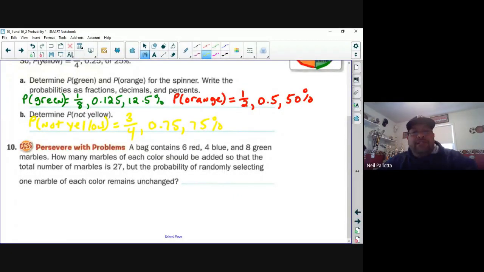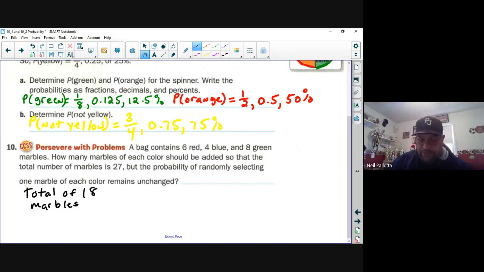Continue down here with problem number 10. A bag contains 6 red, 4 blue, and 8 green marbles. How many marbles of each color should be added so that the total number of marbles is 27, but the probability of randomly selecting one marble of each color remains unchanged? Let's take a look at what we have here. We have 6 red, 4 blue, 8 green. So that's a total of 18 marbles.